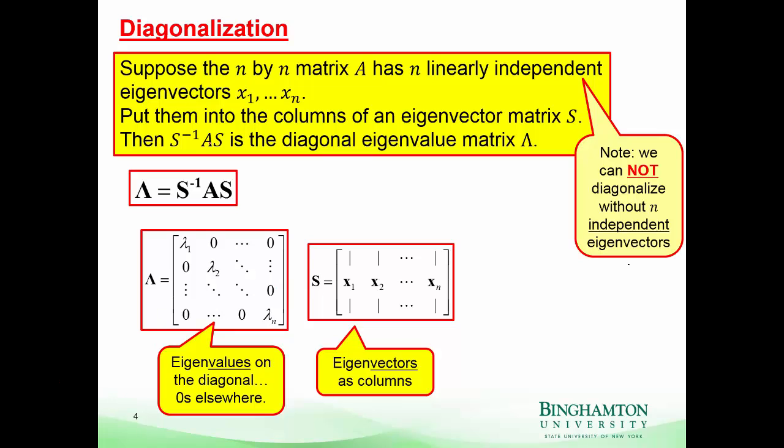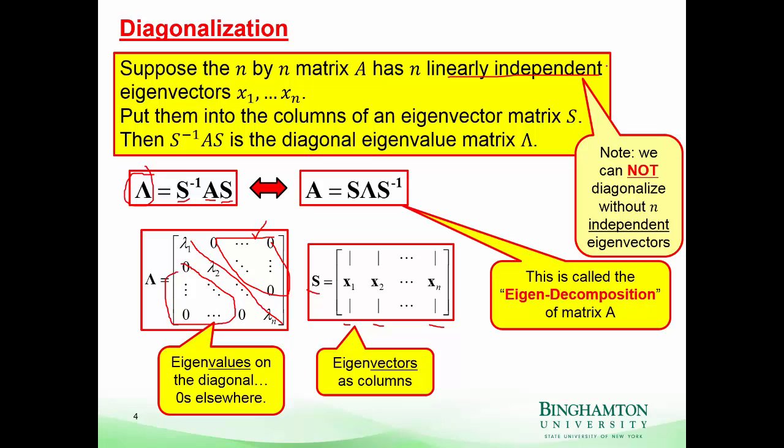So here's what we're talking about. If we take S inverse times A and then S multiplied from the right, we'll get lambda. Lambda is a diagonal matrix. That means zeros are everywhere off the diagonal, and on the diagonal we've got the eigenvalues. And in the S matrix, every column is an eigenvector, and those eigenvectors have to be linearly independent.